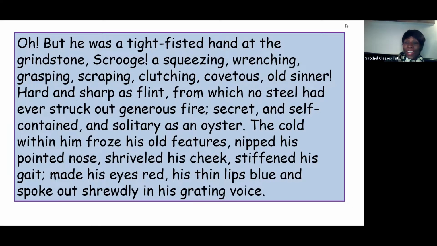Scrooge is not well liked by the narrator, and he wants to ensure that we, as the reader, understand that he's not a character to feel warm towards, or to feel any ounce of sympathy or indeed empathy with. The fact that you've got exclamatory sentences, the exclamation marks there, Scrooge, old sinner, it's showing this sense of outrage, disgust for this man.